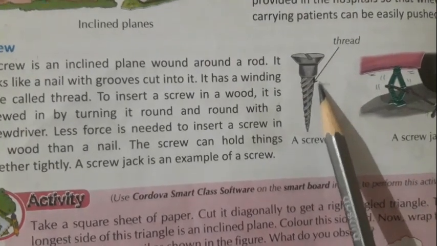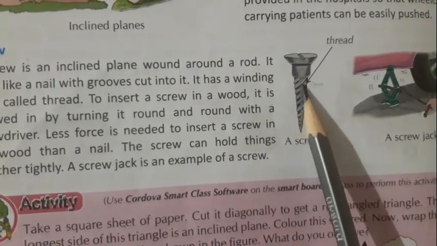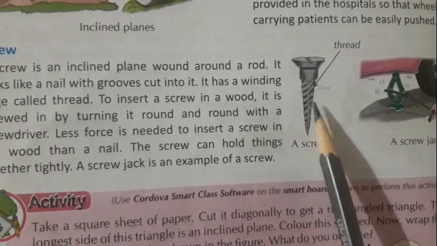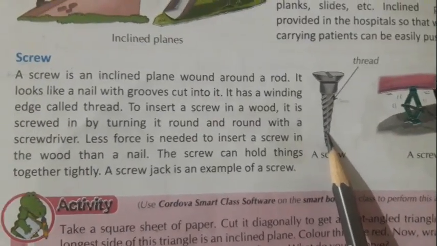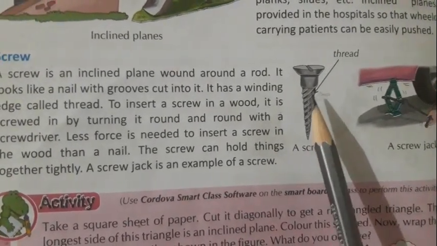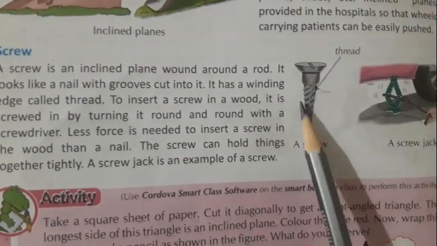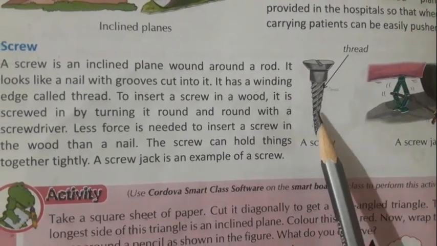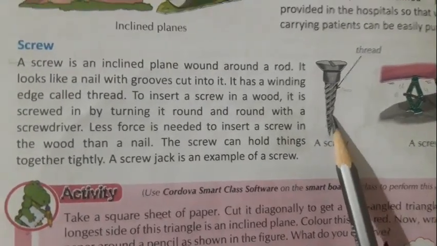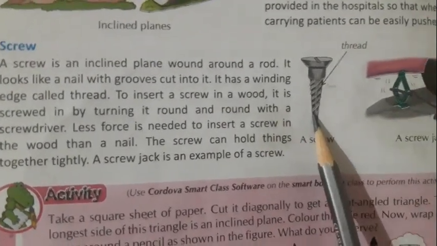Now you can see this is a screw. There are some grooves. See, there is this thread. So they are called grooves. It is also an inclined plane. But around this there are the grooves. There are the threads. These threads are called grooves.